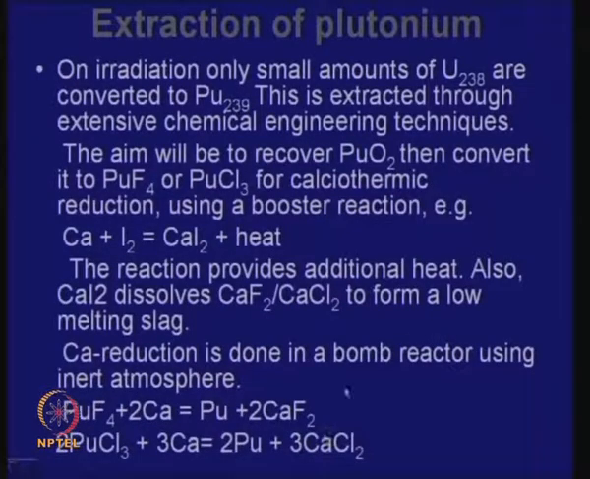This calcium reduction is done in a bomb reactor in an inert atmosphere, because plutonium is very highly reactive. If there is any oxygen, it will go back to the oxide form. Essentially, the reactions could be PuF4 reduced by calcium to plutonium plus CaF2, or plutonium trichloride can also be reduced, and it will give calcium chloride. And as I said, when there is calcium iodide in the system, the chloride and fluoride will mix with calcium iodide to form a low melting slag. This is basically the trick.